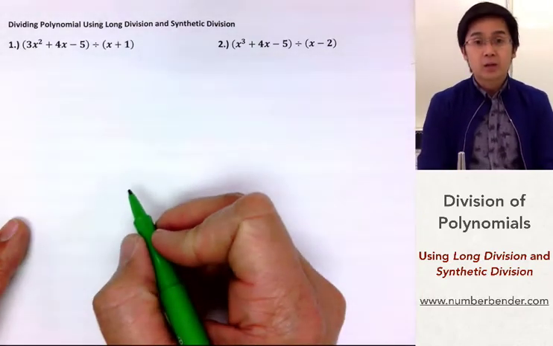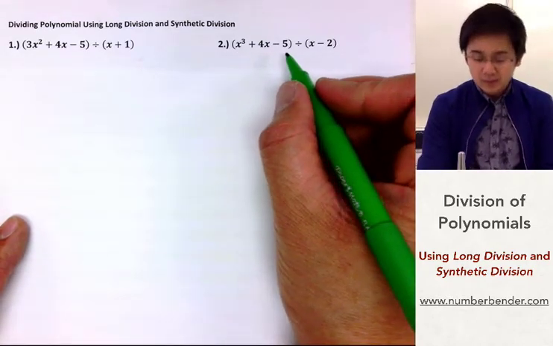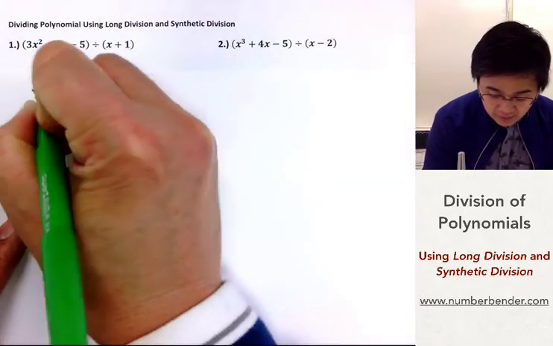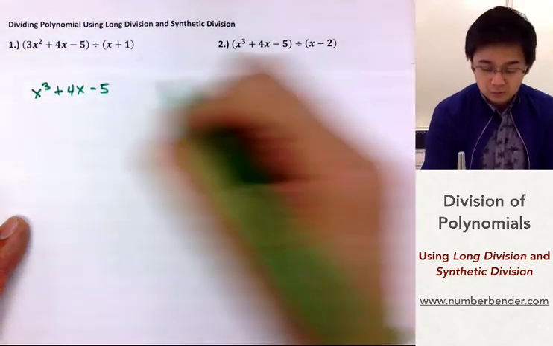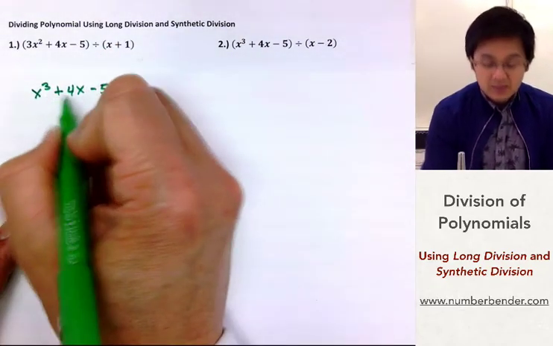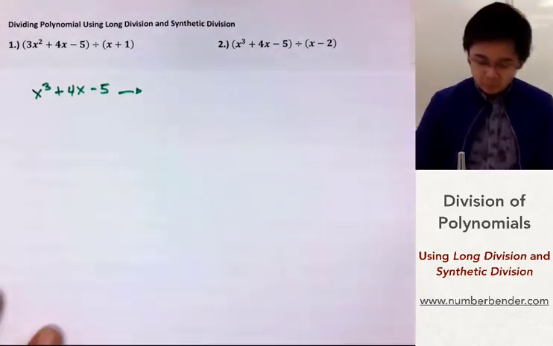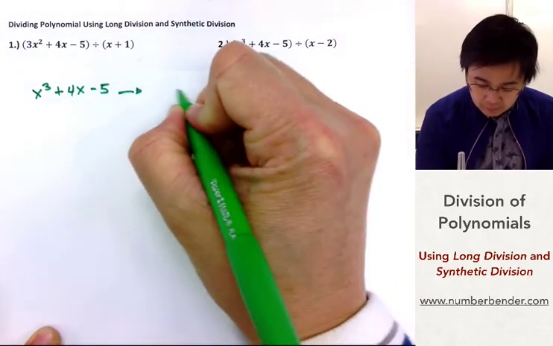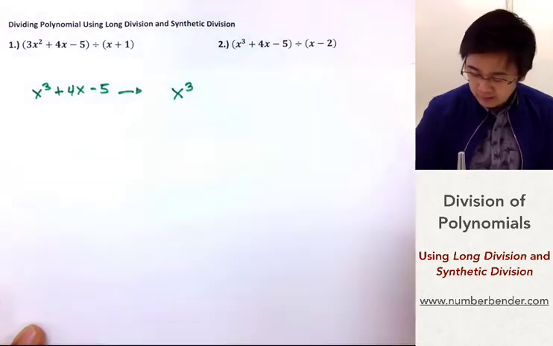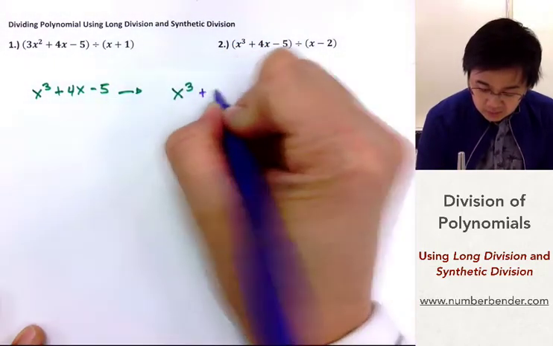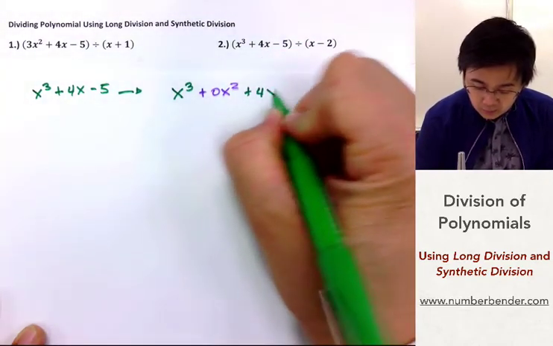So before we can divide a polynomial, it's best that we check our polynomial first for any gaps. And in this case, if I have x cubed plus 4x minus 5 to be divided by x minus 2, I know that I have a missing term right here, which is x squared. So our missing term, which is x squared, will be replaced by 0x squared. So we will write out x cubed and then the missing term, which is 0x squared, plus 4x minus 5.